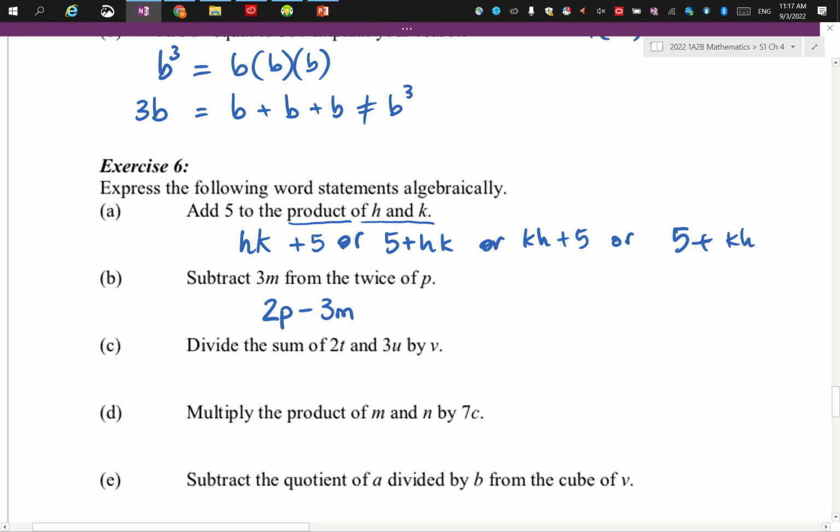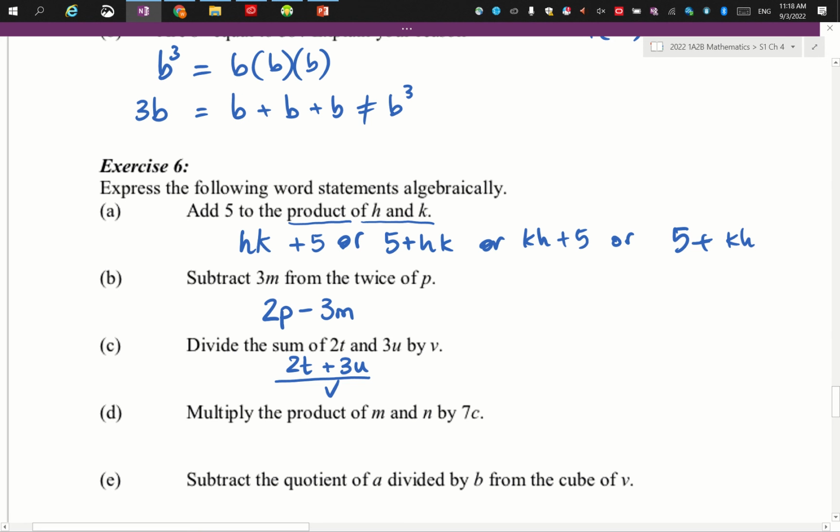Divide the sum of 2t and 3u by v. Understand? Can you understand? Divide something by something. Divide what by what? 2t and 3u. What are we supposed to do with the 2t and the 3u? Plus, yeah. Sum, right? So we're going to do a division. 2t plus 3u divided by v. Understand?